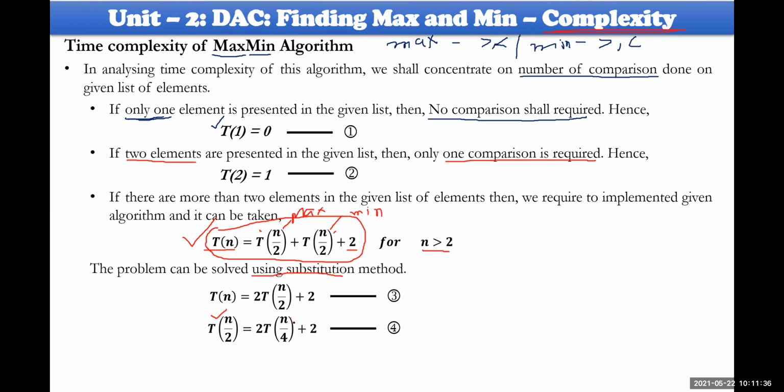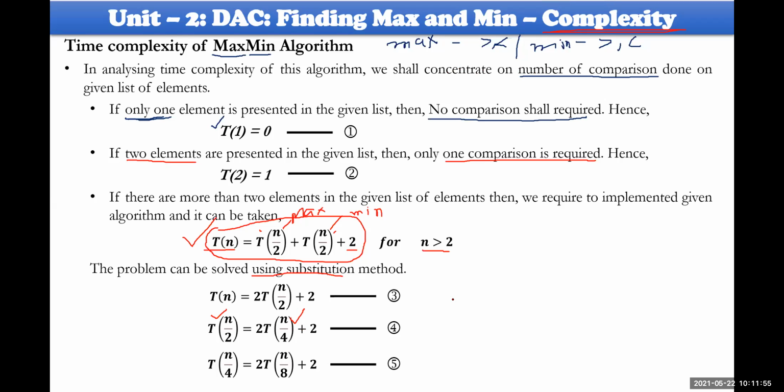And identify the value of T of n by 4 here. T of n by 4 will be equal to 2 into T of n by 8, because in the next recursive call, the total list of elements will be divided into 8 sublists. Let us consider this is equation number 5.